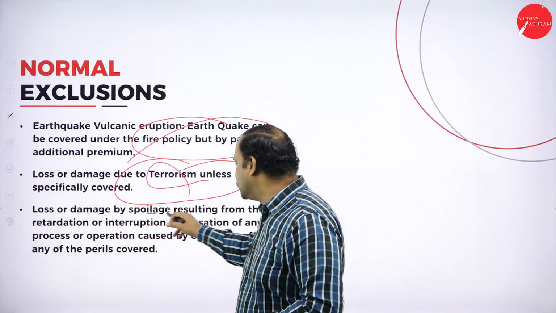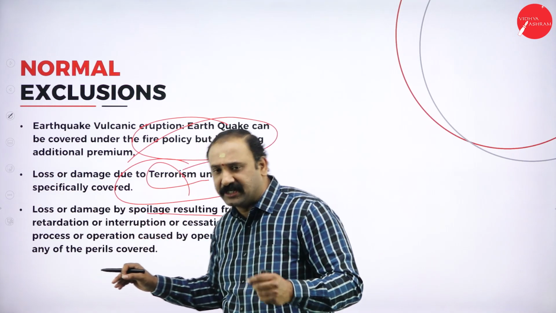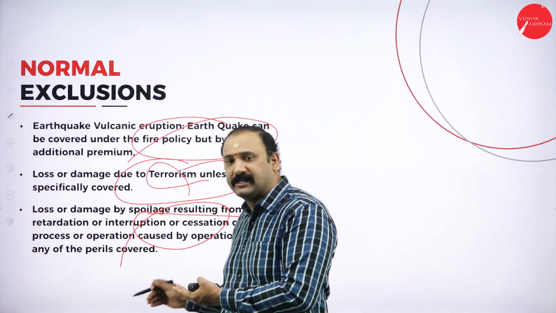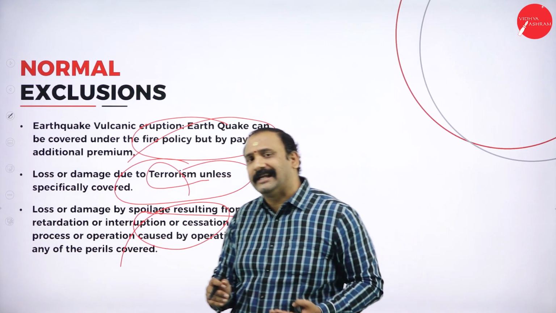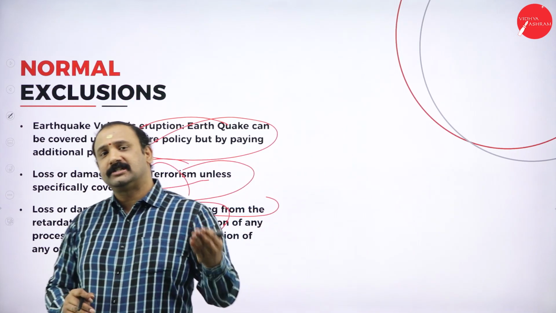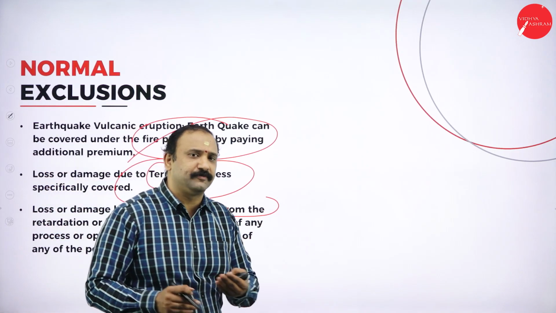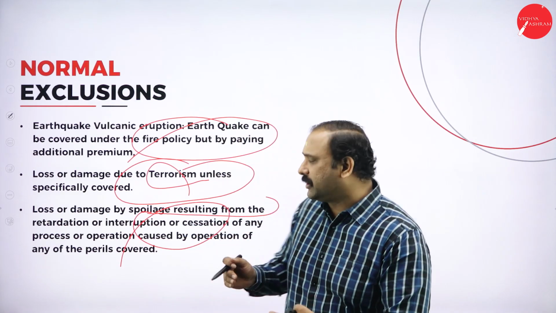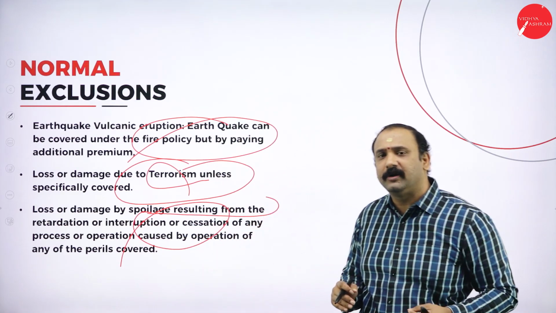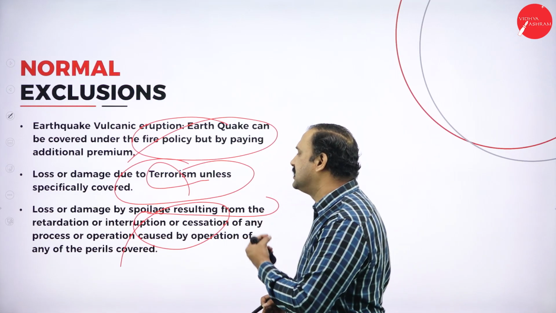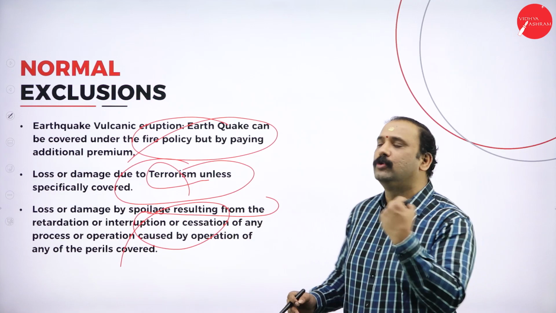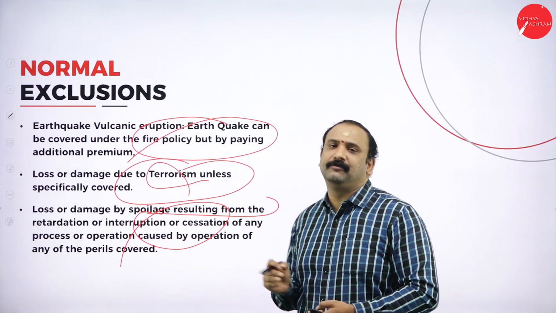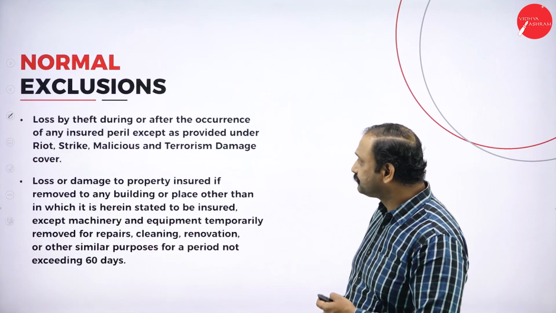Loss or damage by spoilage resulting from retardation or interruption, or cessation of any process or operation caused by any perils. Now, this is something which is again not included in the fire policy. Because of some operational mistake, or some kind of business operation, or goods getting spoiled, or there is no proper coverage for that, this will not be included as a part of the system. So normally we will exclude those parts. That's why we say that these perils are not covered under this particular policy.